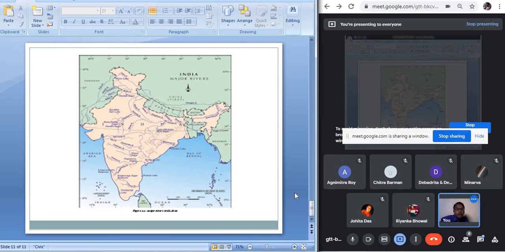Not only these rivers, but we can also find some lakes in the coastal areas of our country, like the Chilika Lake, the Pulikat Lake, the Kolleru Lake, the Vembanad lakes and all. So in our next topic we are going to discuss the important lakes of our country and their importance in the Indian economy.